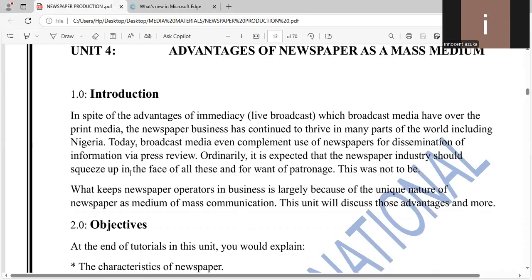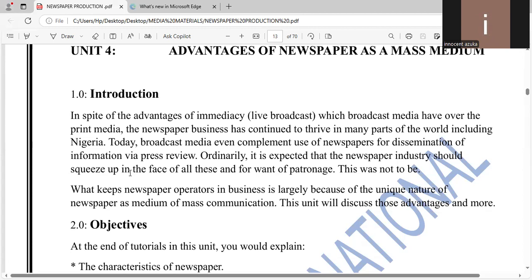Newspaper as a mass medium. The advantage of immediacy, or live broadcast, is what broadcast media have over print media. The newspaper business has continued to thrive in many parts of the world, including Nigeria, where we are. Today, broadcast media even complement the use of newspapers for dissemination of information via press review.